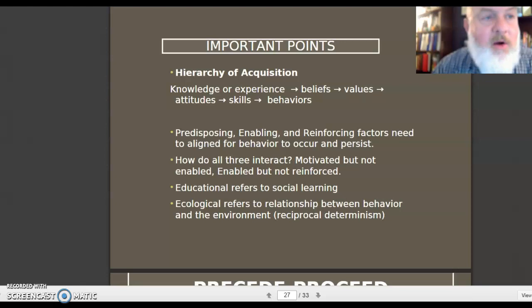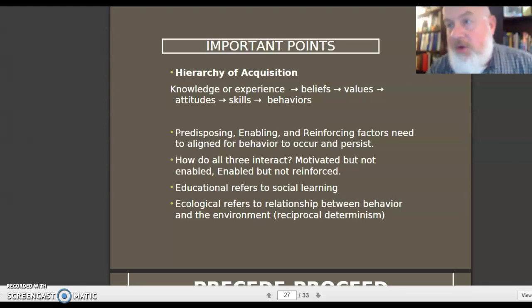So there is a hierarchy of acquisition, and look at this: your knowledge or experience, your beliefs, and your values go to your attitudes, which goes into skills, which then comes through with behaviors. So keep this in mind.